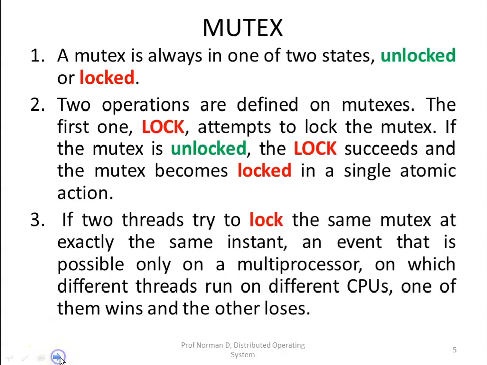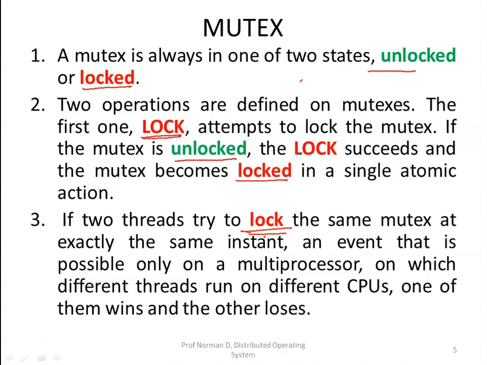So a mutex is always in one of two states. Either the mutex can be unlocked or it can be locked. So basically two operations are defined on the mutex. The first operation is the lock operation. Now this operation attempts to lock the mutex. If the mutex is unlocked, then the lock will succeed and the mutex becomes locked in a single atomic action.